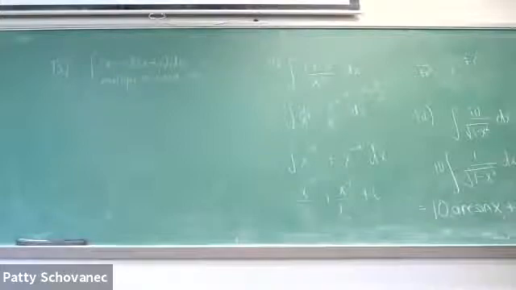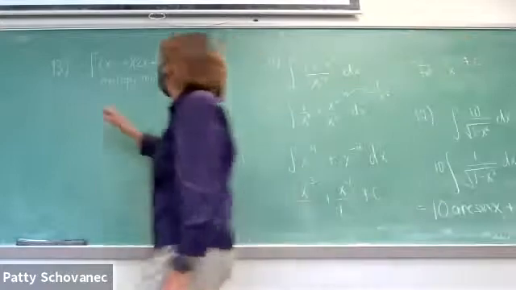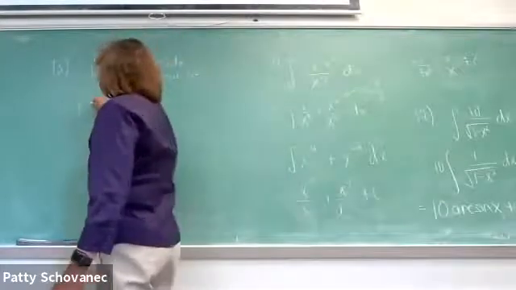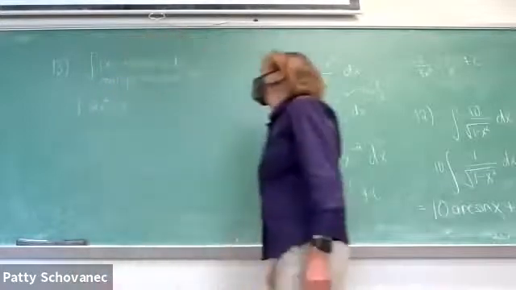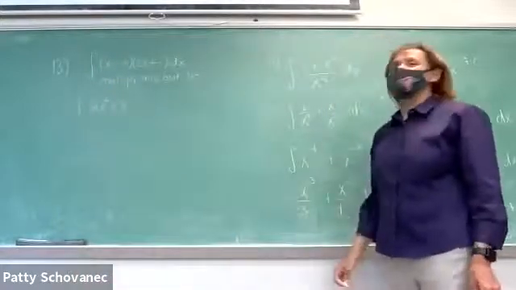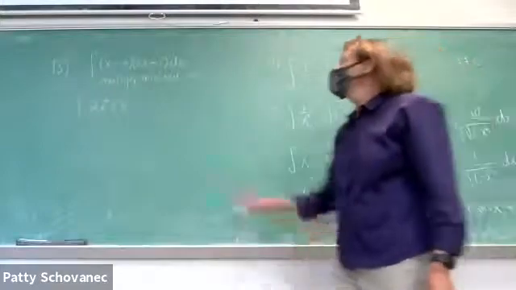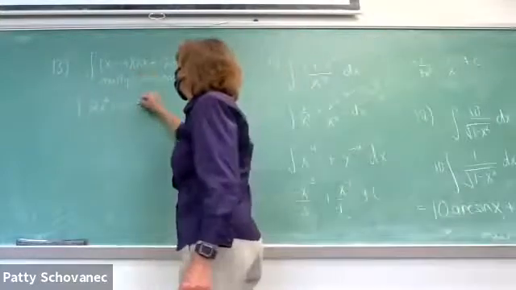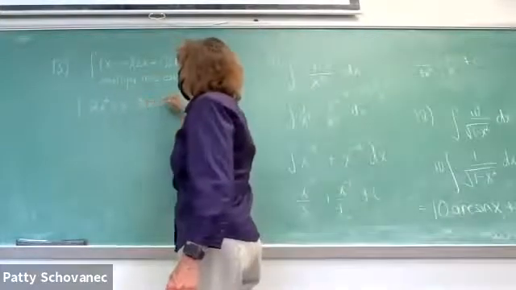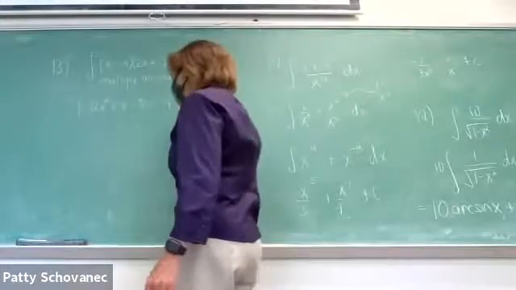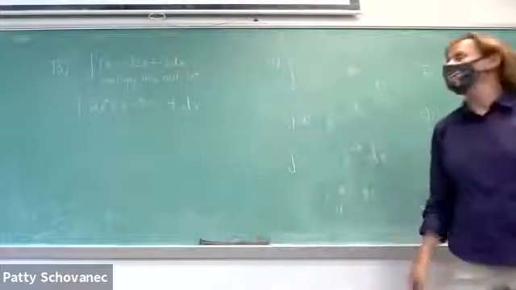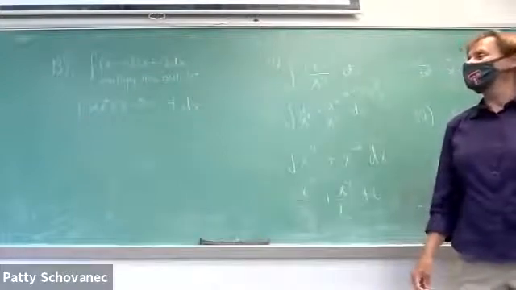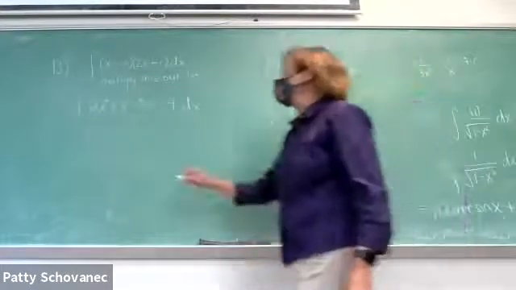So I'm going to first multiply the 2x plus 1 by the x. And I have 2x squared plus x. And then I'm going to multiply the 2x plus 1 by the negative 4. And I get negative 8x minus 4. I guess I can go ahead and add the negative 8x with the x before I integrate.